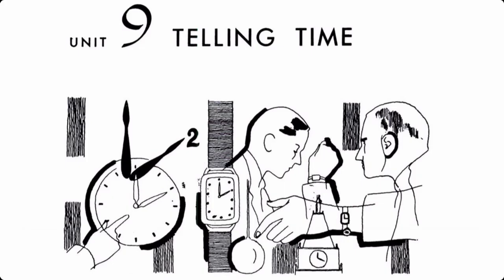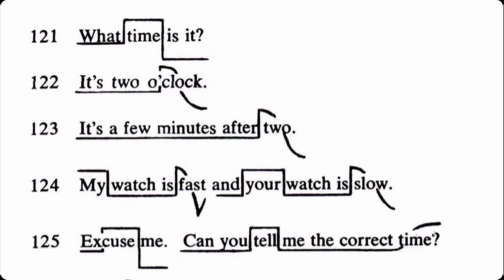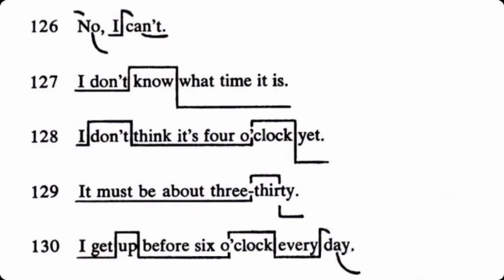Telling time. What time is it? It's 2 o'clock. It's a few minutes after 2. My watch is fast and your watch is slow. Excuse me, can you tell me the correct time? No, I can't. I don't know what time it is. I don't think it's 4 o'clock yet. It must be about 3:30.